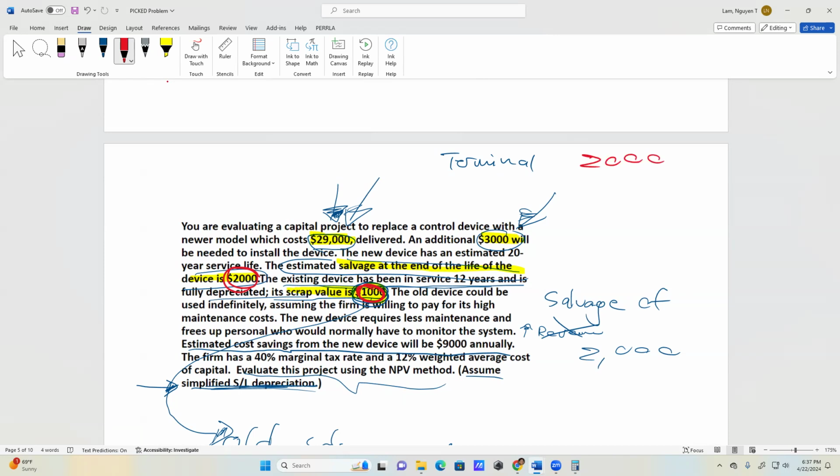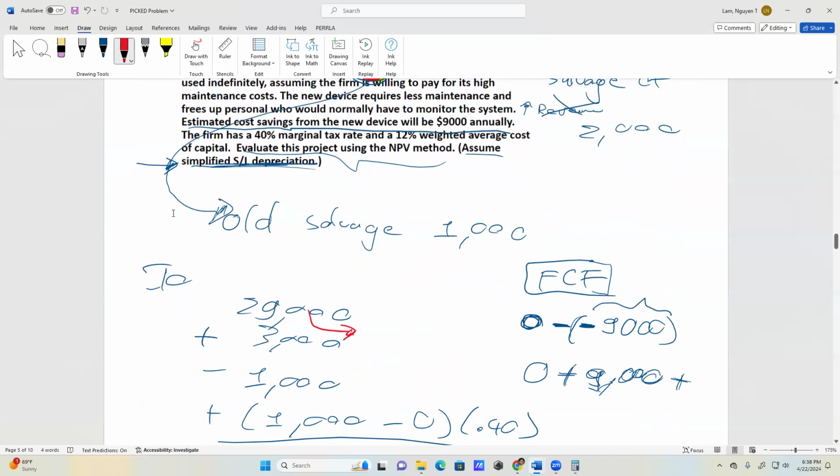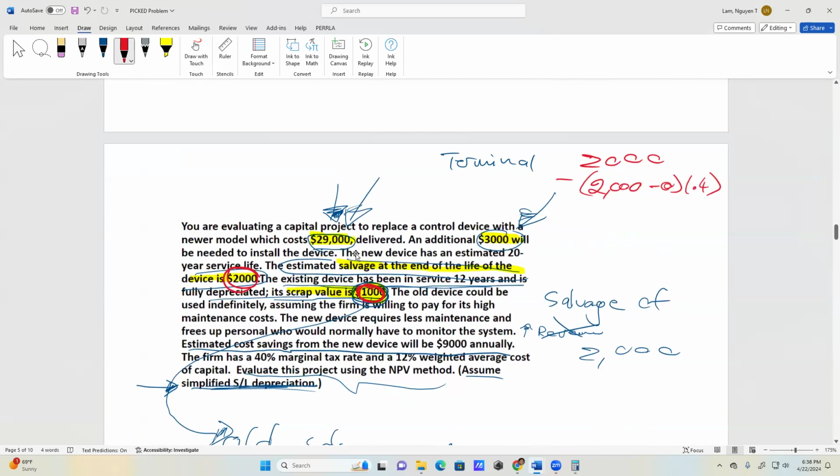minus tax, right? Let's see, tax effect, which is the 2,000 salvage value minus book value. Do you see book value in here? No, right? So it's going to be net minus 0, and then multiply with the tax. Is there a net working capital? I don't think there is. So when you subtract the two, it should be the terminal cash flow.